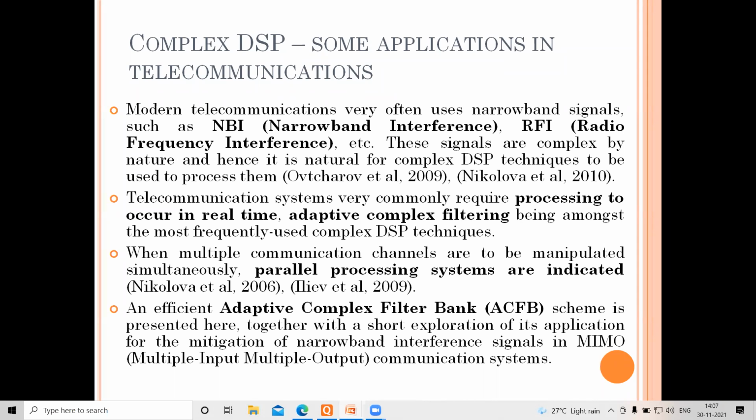Then you'll probably be studying filter banks in your DSP. Therefore, adaptive complex filter banks are normally used in telecommunication. It's one particular scheme for MIMO systems, when you're talking of narrowband interference in MIMO systems. MIMO means multiple input, multiple output communication systems. In these cases, you'll be using adaptive complex filter banks.